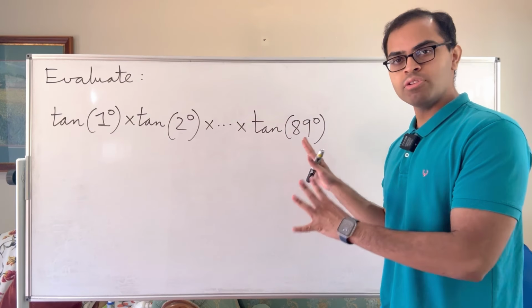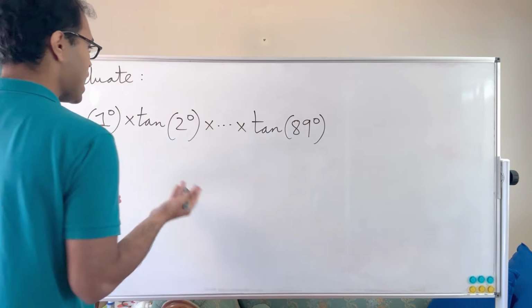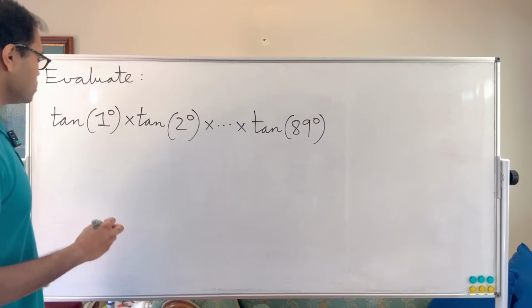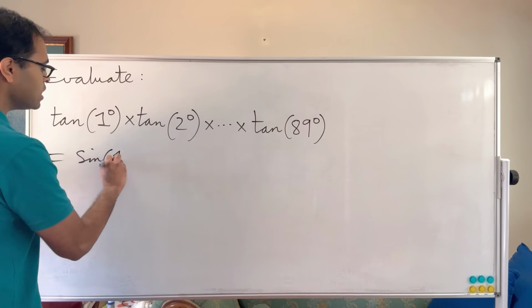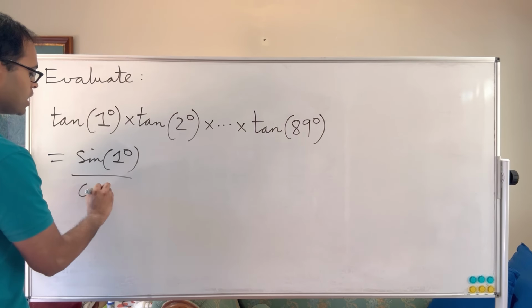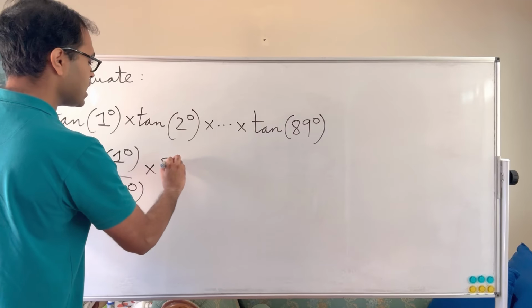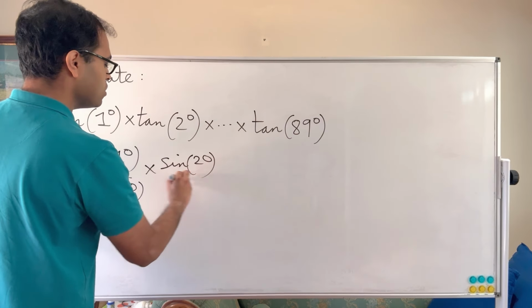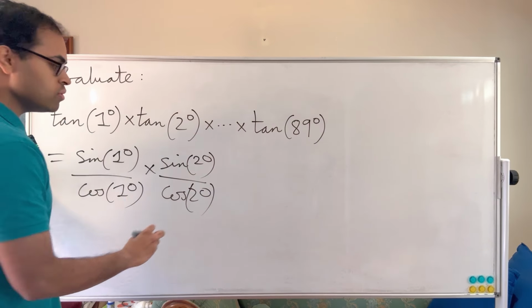So the first step when you're trying to evaluate such a complicated product is just to write out what tan is. If you're getting stuck, just try to write out what you see, and that might give you a boost. So we just take sine of 1 degree divided by cosine of 1 degree, right? That's what tan is, sine over cosine. Then we can multiply sine of 2 degrees divided by cosine of 2 degrees. Okay, and we can keep going with this.